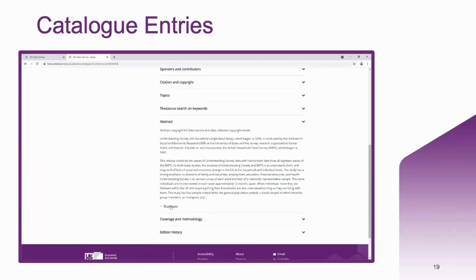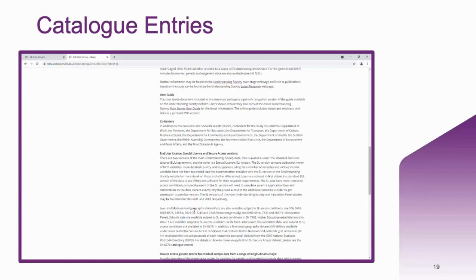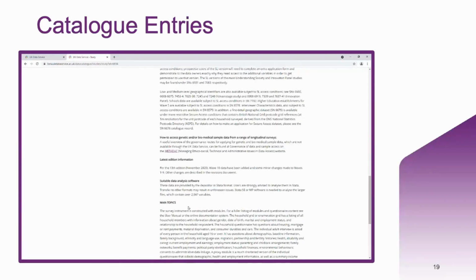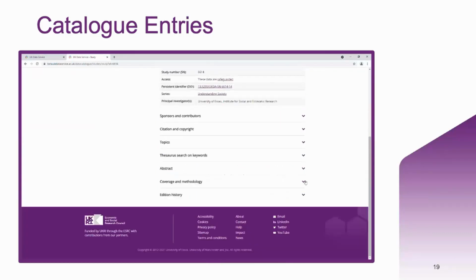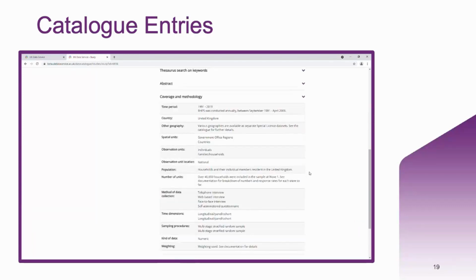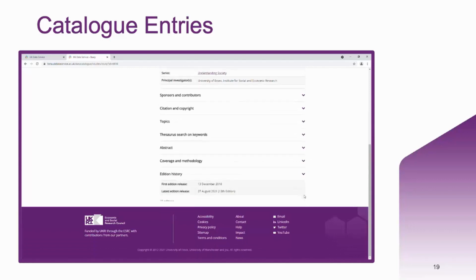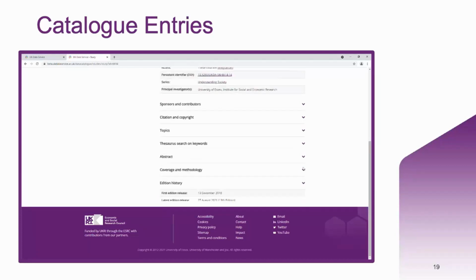You have the abstract, so that talks you through what the data is, talks you through the user guides that are available, and the main topics within the data. So that's good to review if you're not quite sure what the data contains. You also have the coverage and methodology, so it lets you know the spatial units and how the data was collected. And you also have the edition history, so you can see when the first release was and when the latest edition release was as well.